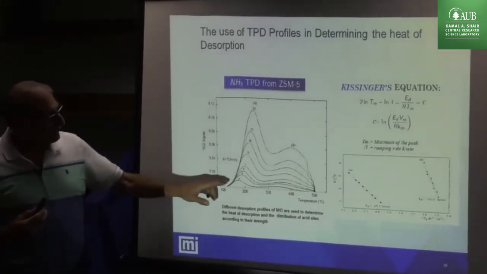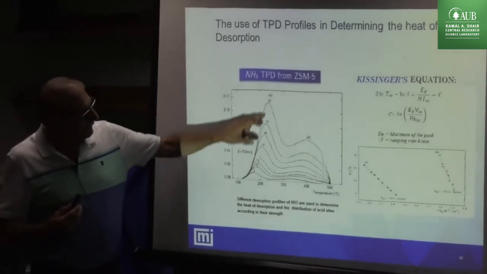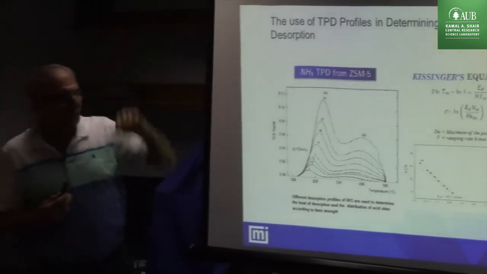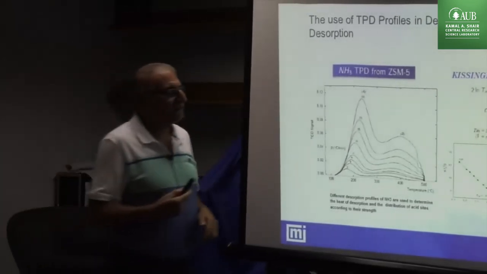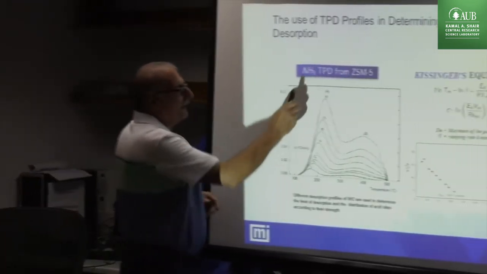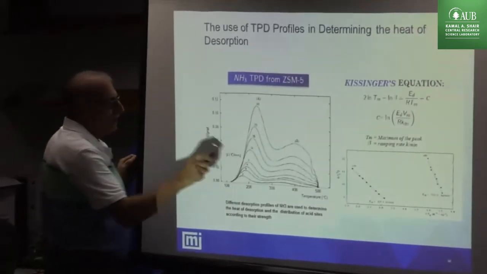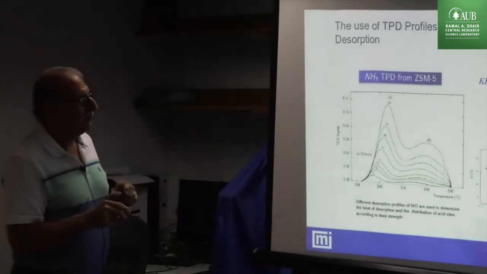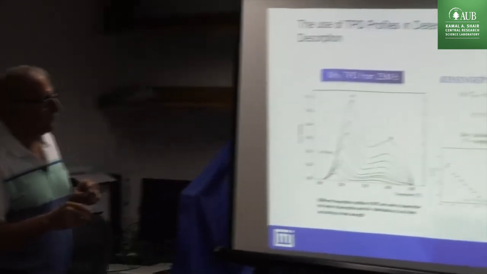Now, if I adsorb and desorb at different ramping rates, I can apply the Kissinger equation. It's not Kissinger, the one from the United States. No, this is a different Kissinger, okay, this is a nice Kissinger. If you know the maximum of the peak, you can calculate the heat of adsorption according to this equation. So we can calculate the heat of desorption or adsorption.